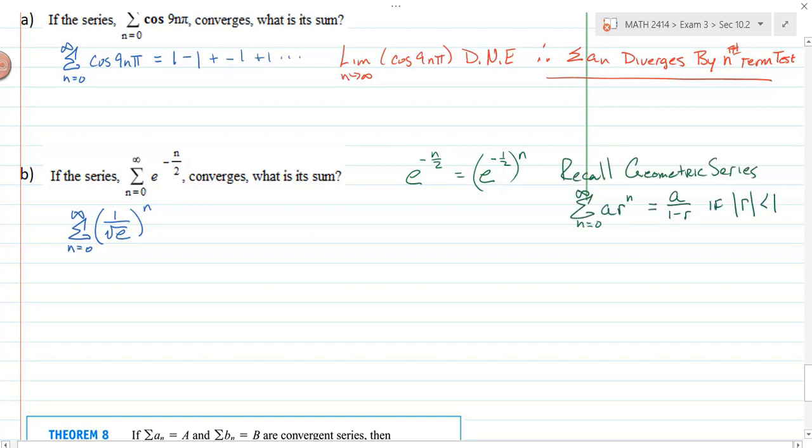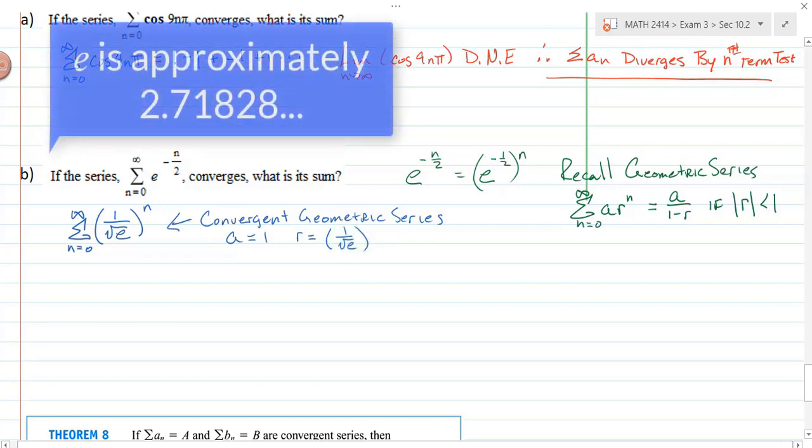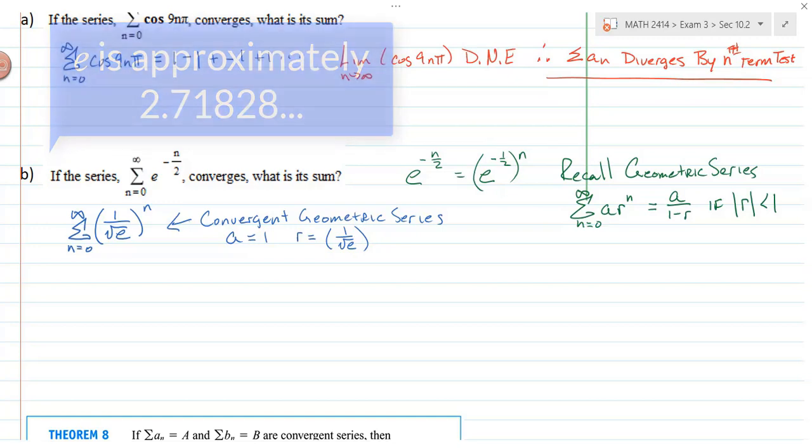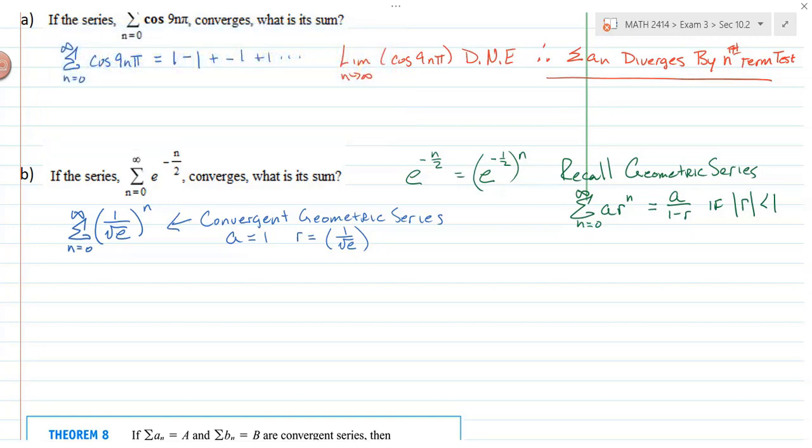Doesn't it look like a geometric series? What would r be equal to here? This looks like a convergent geometric series where a is equal to 1 and r is equal to 1 over the square root of e. e is approximately 2.81 something. Take the square root of 2 point something, you get 1 point something. 1 divided by 1 point something is a proper fraction, so that is going to be less than 1, and so this would be a convergent geometric series.